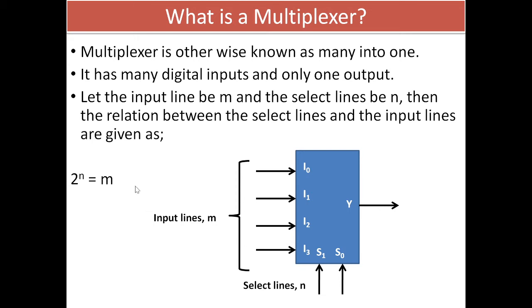That means suppose there are 4 input lines, then definitely there will be 2 select lines. That is, 2 to the power 2 is 4. In a similar manner, if we need more inputs, then the select lines will increase. So if there are 3 select lines, then we can have a maximum of 8 input lines.